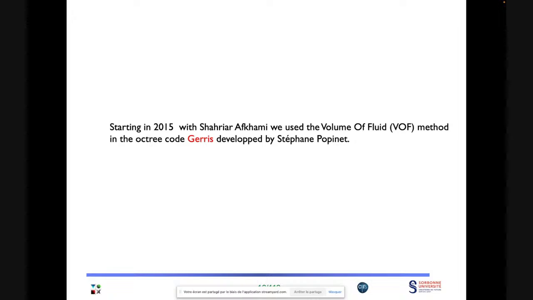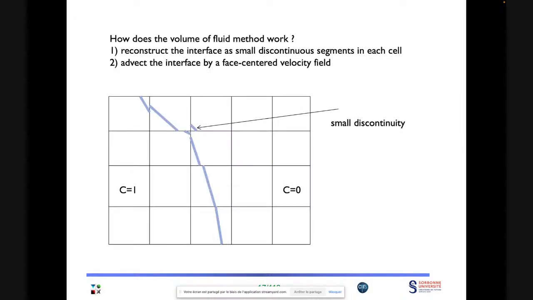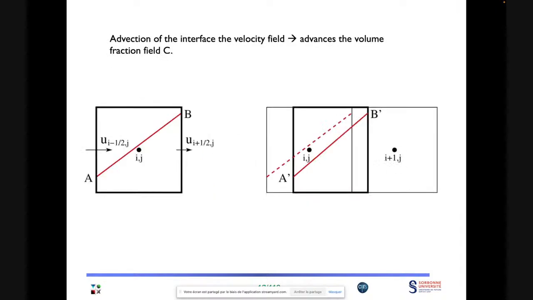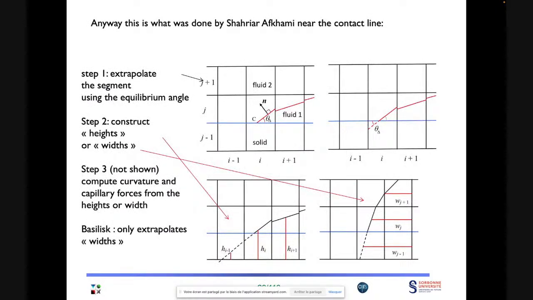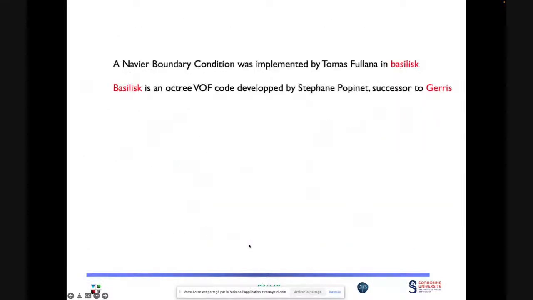So given this, with Shoraf-Kami, we started using the volume of fluid method in the octree code Gerris, developed by Stéphane Popinet. And it uses the volume of fluid method. So here is a view of how it works. So I'm going to skip that because it's well known, and basically only tell you that we have this extrapolation in a ghost layer of the VOF reconstruction that gives us the contact angle. So that gives us a static contact angle.